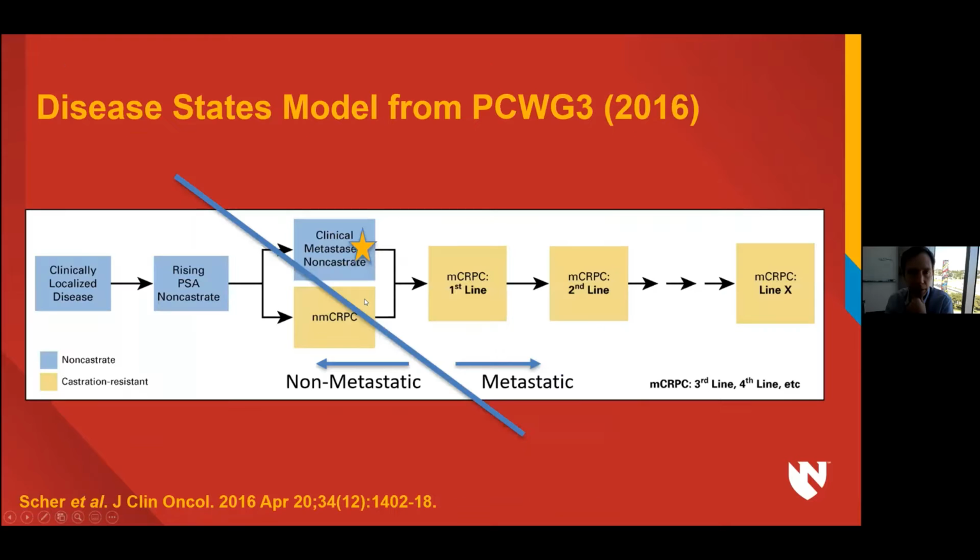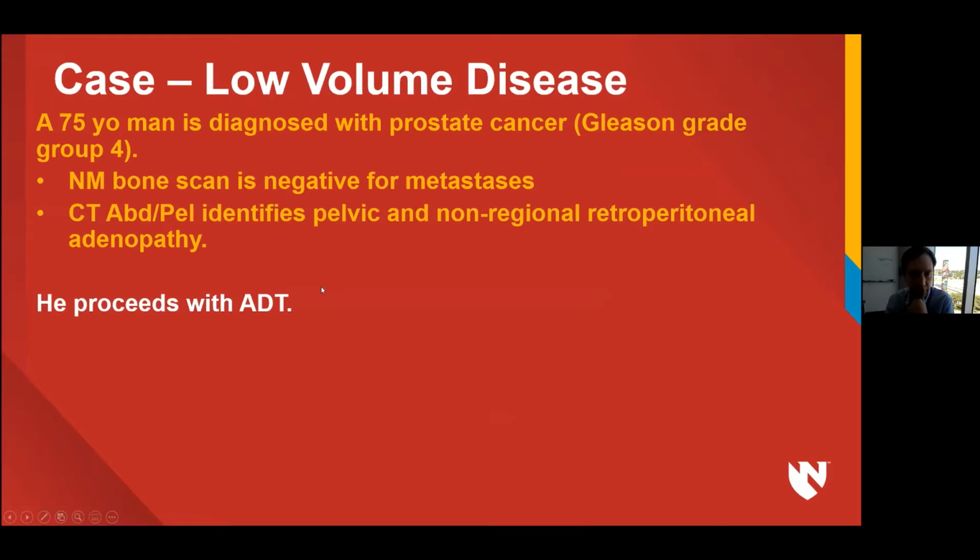So the second case I'd like to present is somebody a little closer to this line, somebody that may fit that diagnosis of a low volume metastatic disease. This would maybe be an exemplary case. A 75-year-old man is diagnosed with prostate cancer, has a biopsy, and it's Gleason grade group 4. He has staging scans, and in fact, a bone scan is negative for metastases. However, a CT scan shows both regional and non-regional adenopathy. So this qualifies as M1A, stage 4 disease, and the standard of care in that situation is systemic therapy.